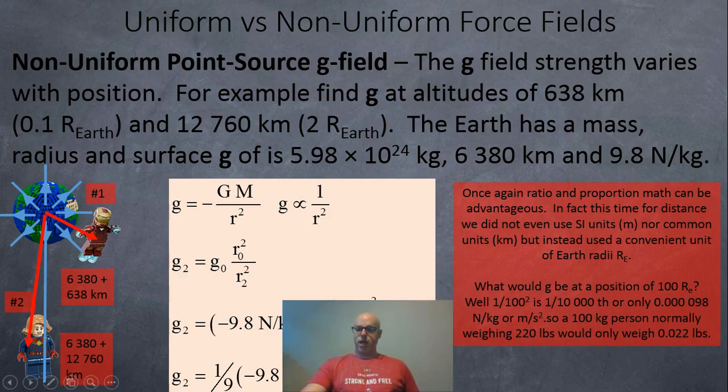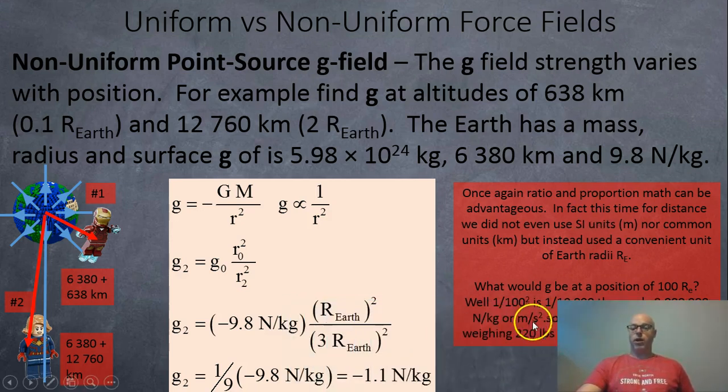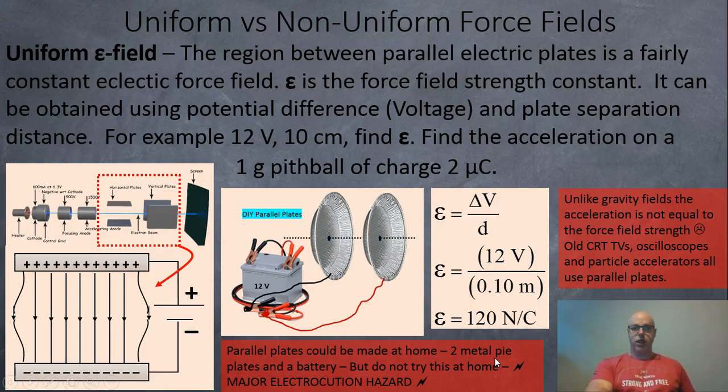All right. So what would g be if you went to 100 Earth radii? That's pretty easy. You can find out 1 divided by 100 squared. This is 1/10,000, or 0.000098 newtons per kilo. So at that point, a 100 kilogram person who normally weighs 220 pounds would now only weigh 1/10,000th of that, 0.022 pounds. So you just use ratio proportion math. So easy. Okay, so now let's take a look at electric force fields.